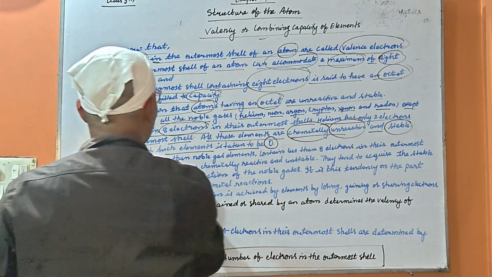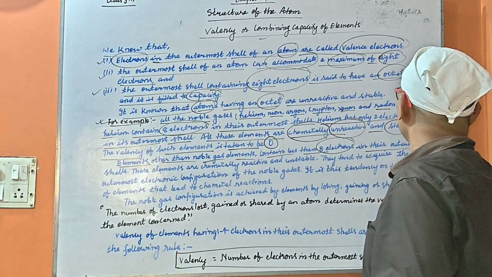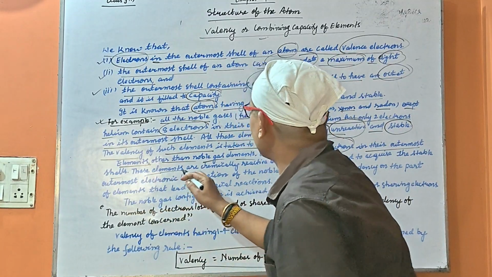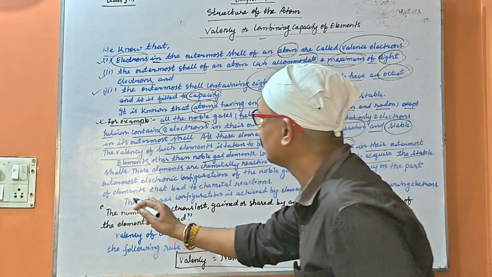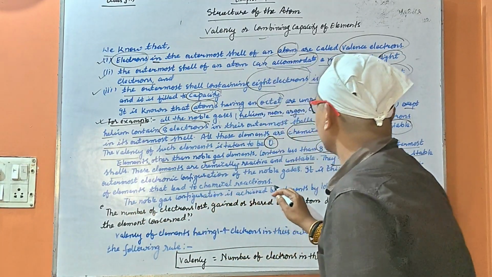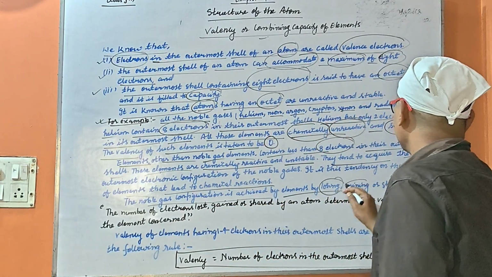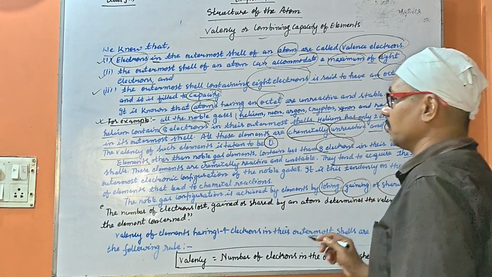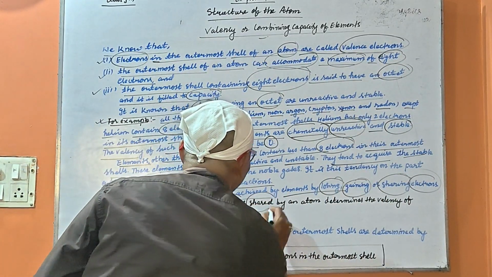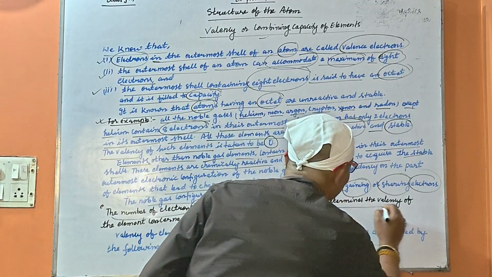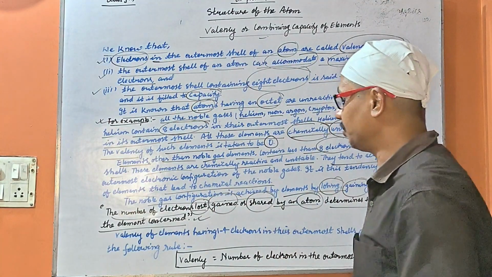Elements other than noble gases contain less than 8 electrons in their outermost shell. These elements are chemically reactive and unstable. They tend to acquire the stable noble gas configuration, which leads to chemical reactions. The noble gas configuration is achieved by an element by losing, gaining, or sharing of electrons. The number of electrons lost, gained, or shared by an atom determines the valency of the element concerned. This is the pure definition, a one-line definition.